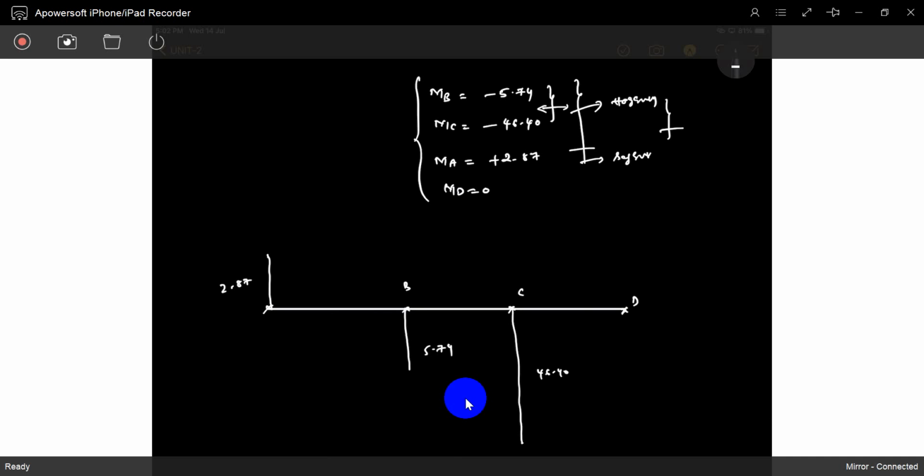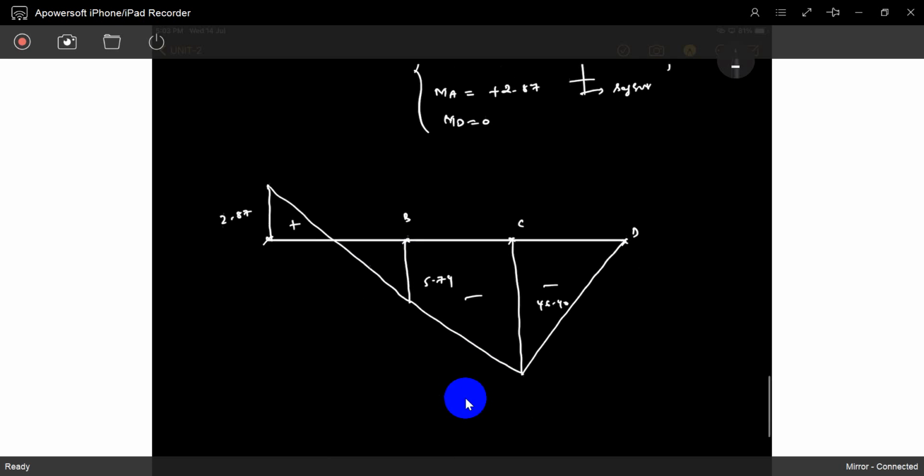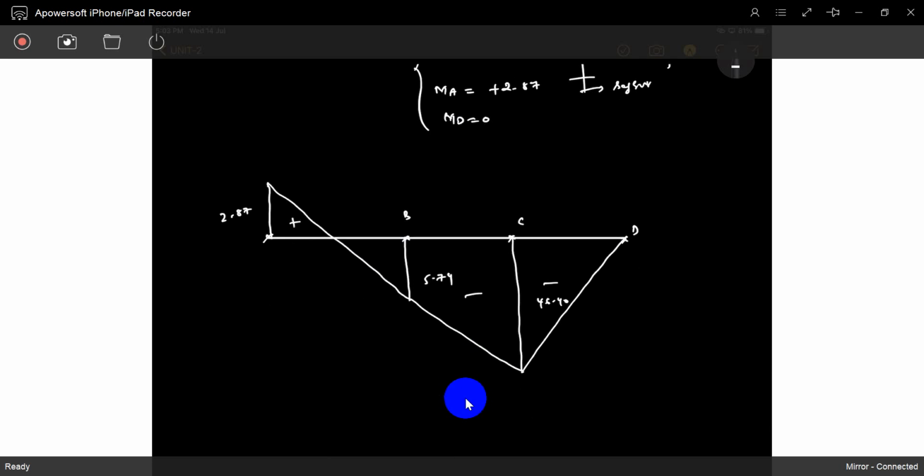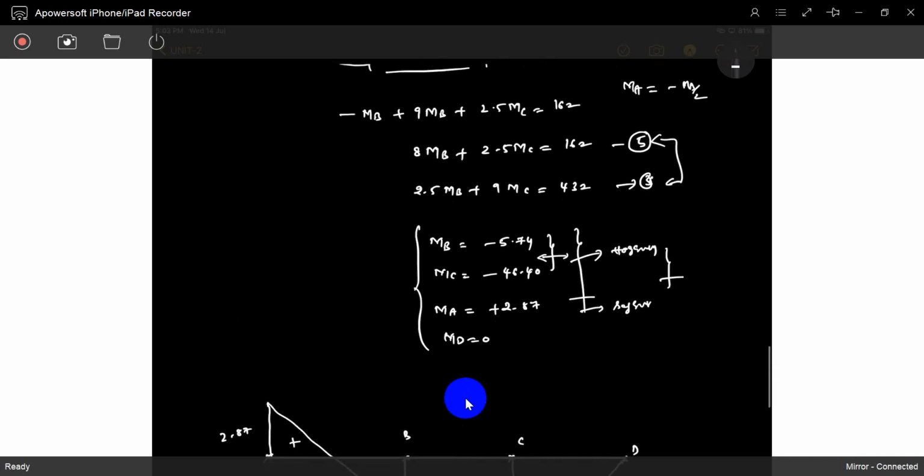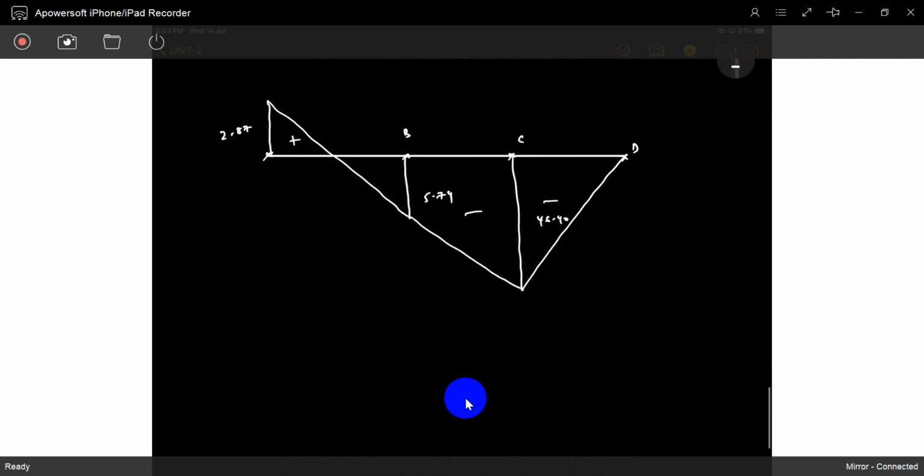So you can just directly add it. This is negative, this is positive. This is the bending moment diagram. Understood? Maybe you have to check the values once. Now we have to find the shear force diagram.